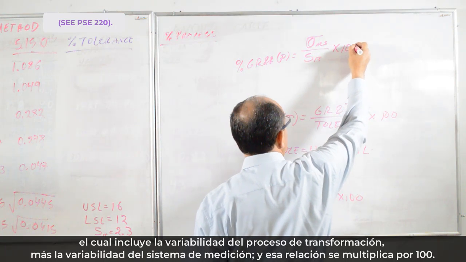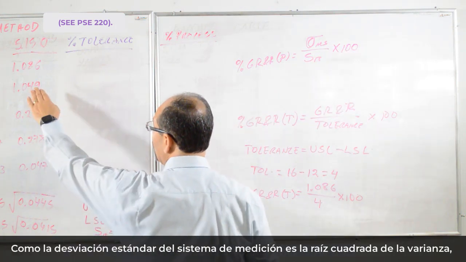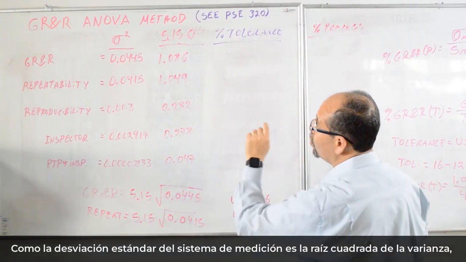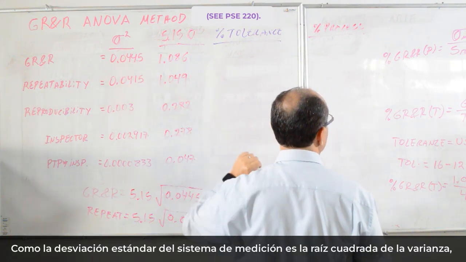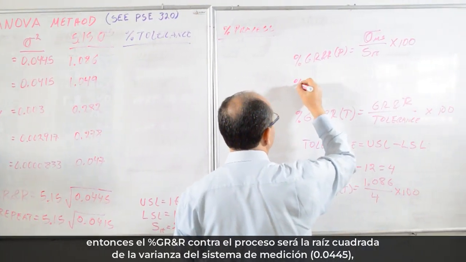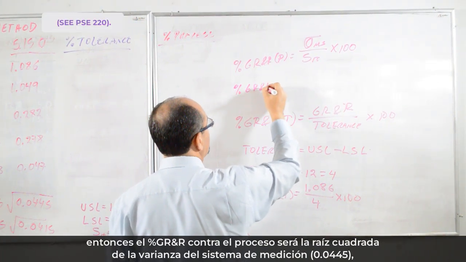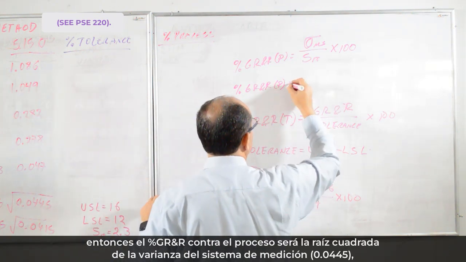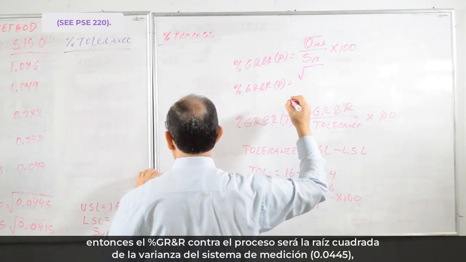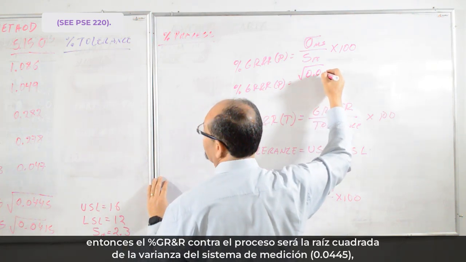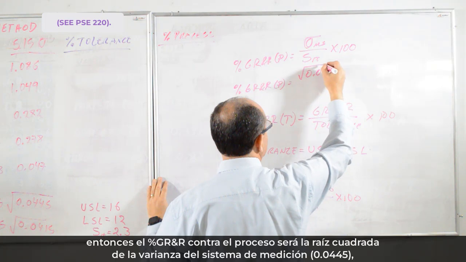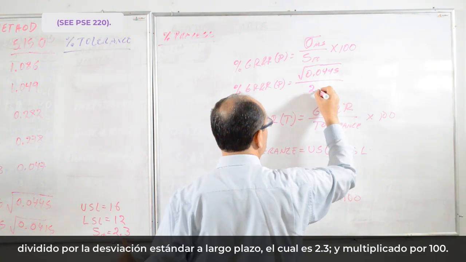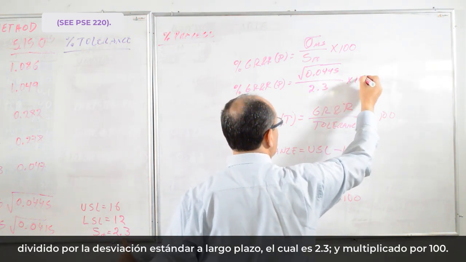times 100. For this example, the standard deviation of the measurement system will be the square root of the variance. Then the percentage of GR&R against process can be the square root of the variance of the measurement system, 0.0445, which is the standard deviation, divided by the standard deviation long term, which is 2.3, times 100.